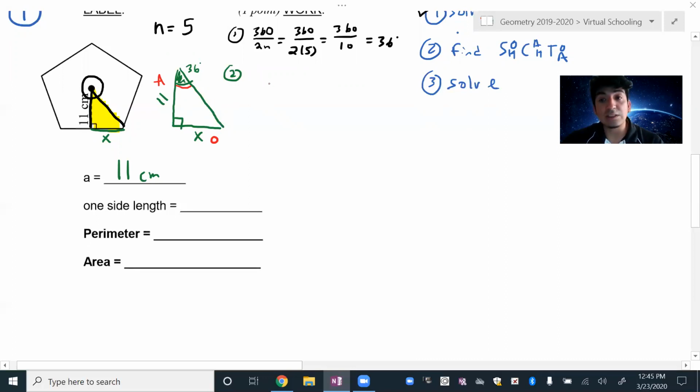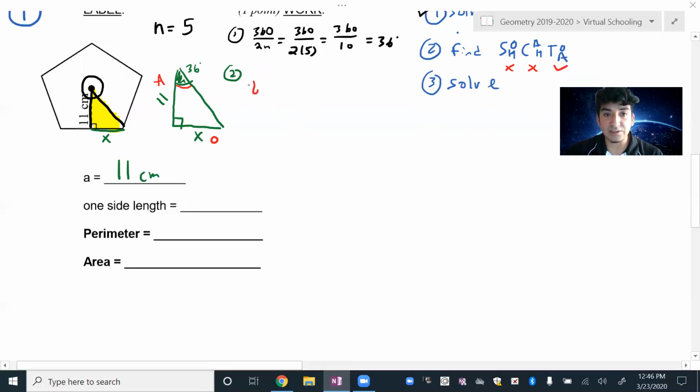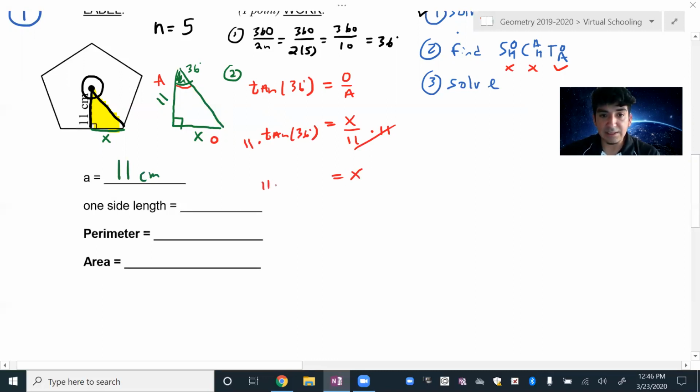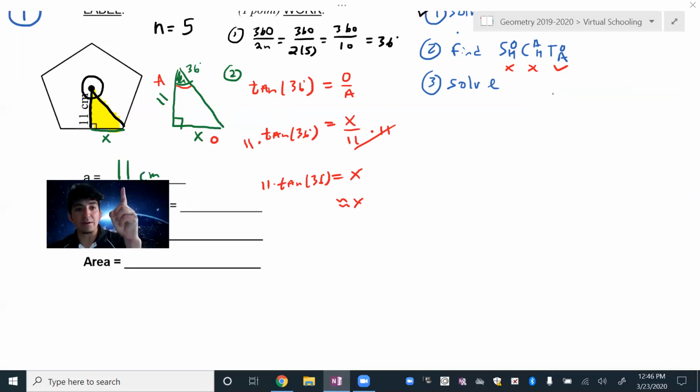So we have O and A. What's the only trig function this matches with? I have O and A, so it will not be sine, it will not be cos, and it will go ahead and be tan. So it'll be tan of 36 degrees is equal to opposite over adjacent. So you start filling in what you know. I know this is going to be X, I know this is 11, and I need to multiply it by 11 on both sides. This goes away. And so X is equal to 11 times tan of 36 degrees. This is what we need to find. We're still trying to find this little part right here.